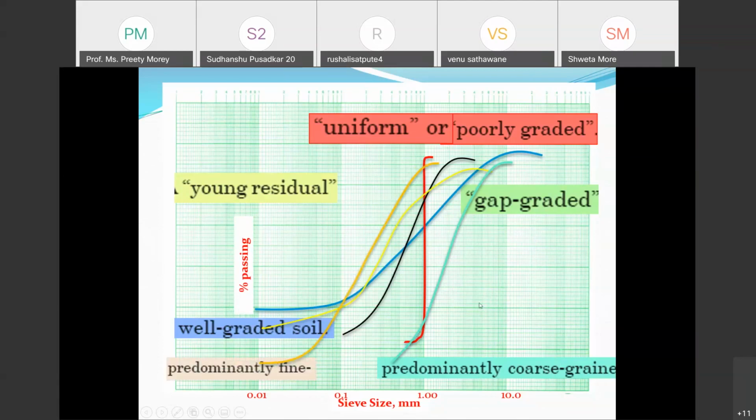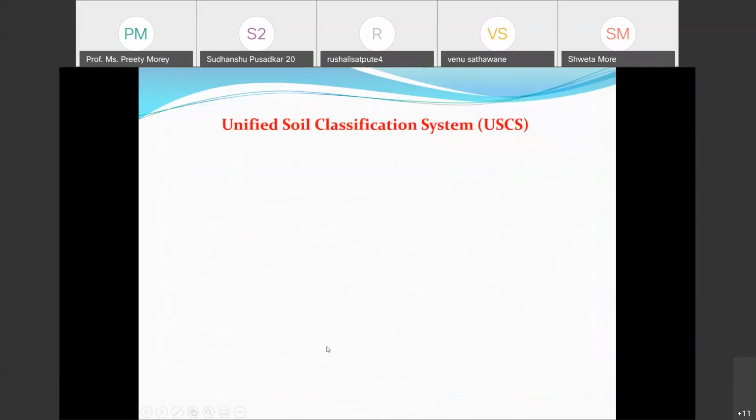So when I have predominantly fine particles, I will get this curve. When I'm getting predominantly fine particles, I'm getting this yellow curve. So there are various types of soils I can identify from the particle size distribution curves, coarse grained or fine grained.